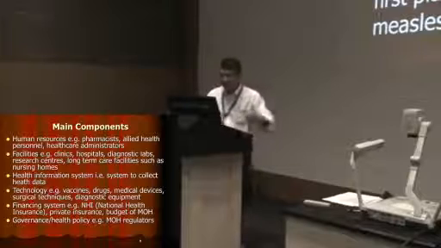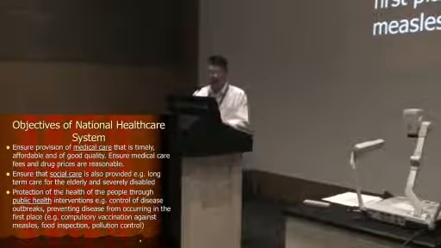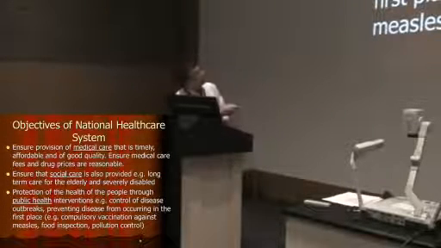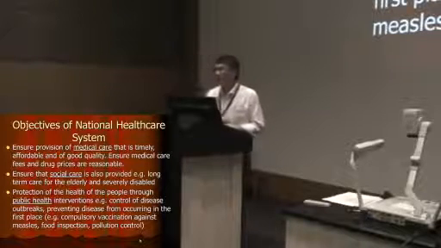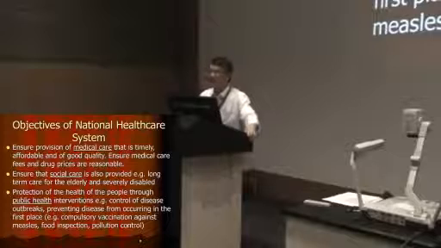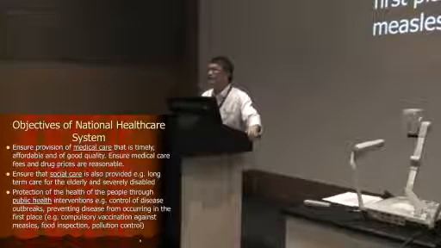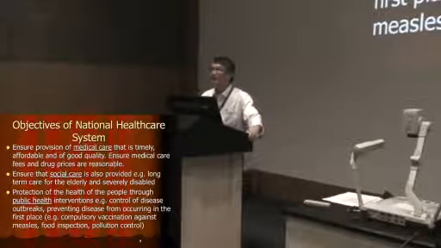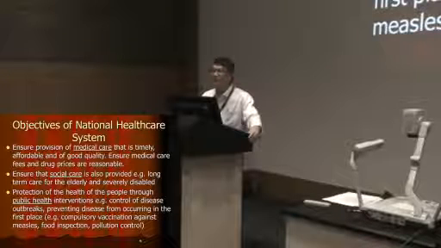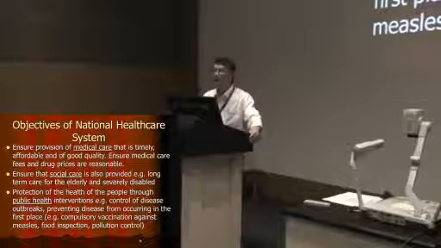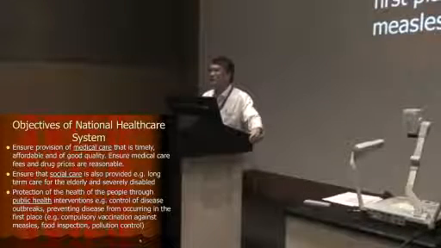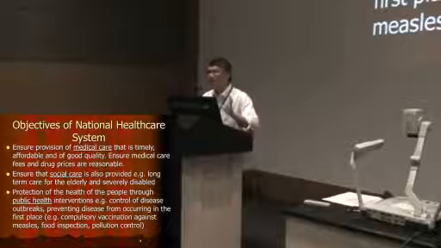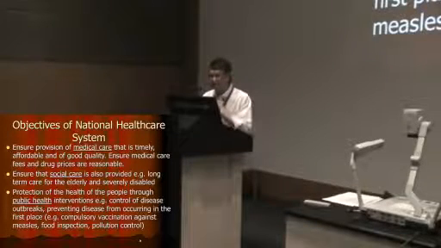Okay, objectives of national healthcare system. The first one is to ensure provision of medical care that is timely, affordable, and of good quality. What do you mean by timely? Anybody? Timely healthcare? That means you don't have to wait too long. You don't have to go to the hospital and wait 2 hours, 3 hours before the doctor sees you. You don't have to travel too far. You don't have to travel 100 kilometers just to see a doctor, or go to a hospital. So timely means within a reasonable amount of time.